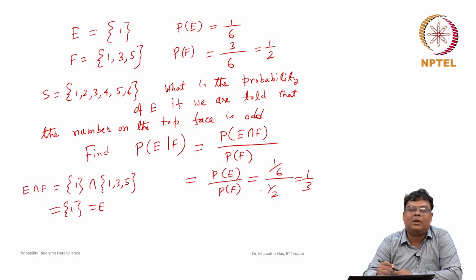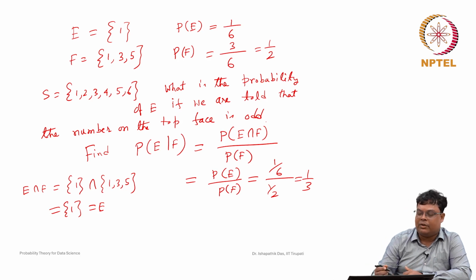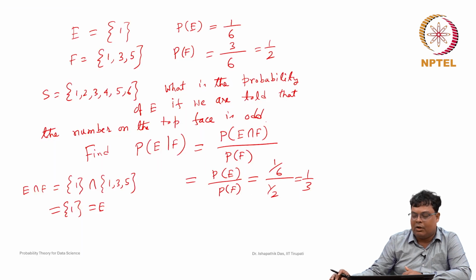So from the intuition also, out of 3 possibilities, 1 can come, so that is 1 by 3. It is coming from the definition also. So this definition is consistent with the intuition we understood. Now we will discuss the prisoner dilemma also.